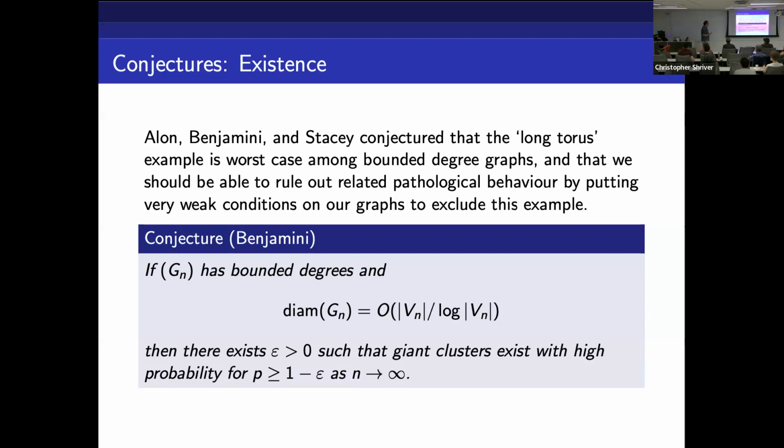So there are two conjectures. One is about existence of giant clusters and one is about uniqueness. The first one, about existence, says that if the diameter of the graph is smaller than the volume by a log factor, then you should have a non-trivial phase where there exist giant clusters. So you should have some epsilon, uniform in n, so that if p is bigger than 1 minus epsilon, then you get a giant cluster with high probability. And this volume over log volume is exactly what happens in this n by 2 to the n torus. As I was saying, if you took something growing faster than exponential in n, you would not get a phase where there are giant clusters, and that's consistent with this conjecture.